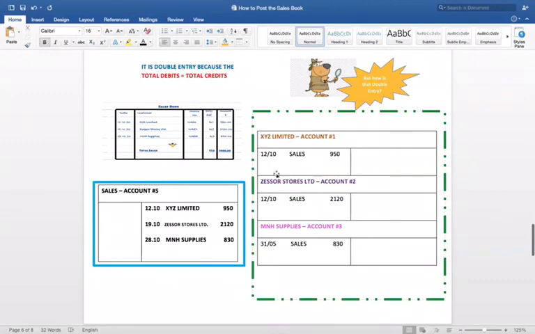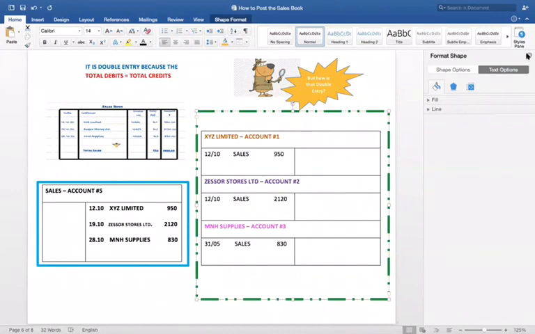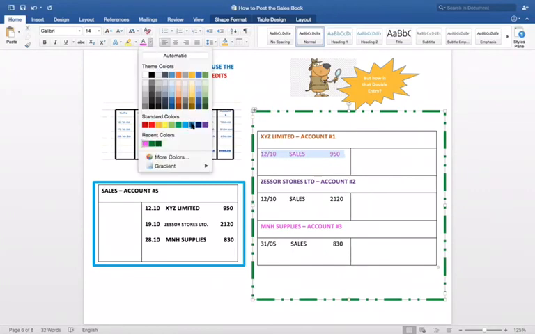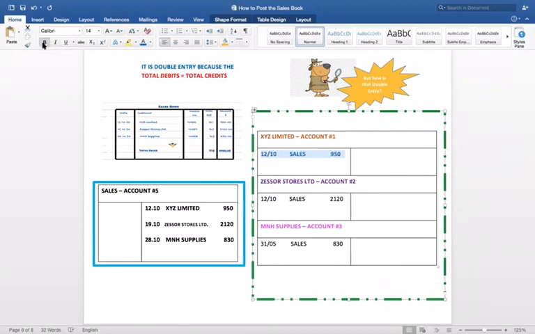Normally, when we post 950 to XYZ Limited in our sales ledger, we have a number of accounts. Likewise, in our general ledger, we have a number of accounts. I just pulled three accounts from my sales ledger. So we debit 950 XYZ Limited.